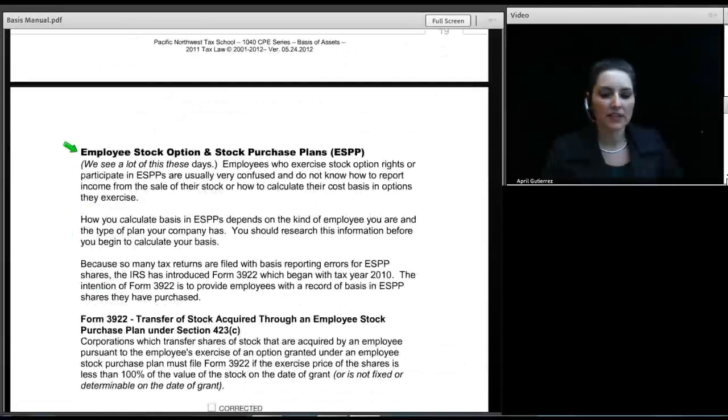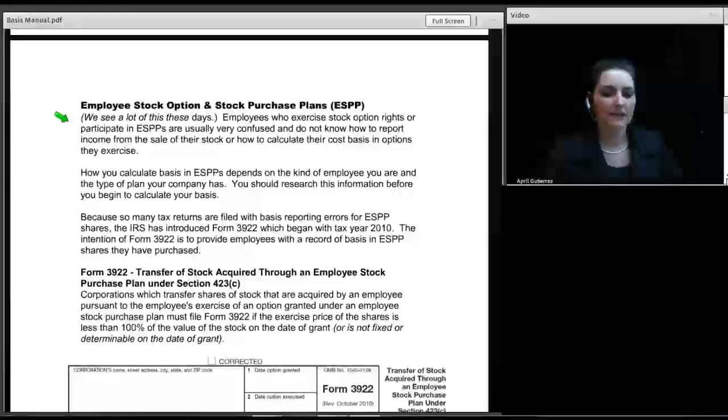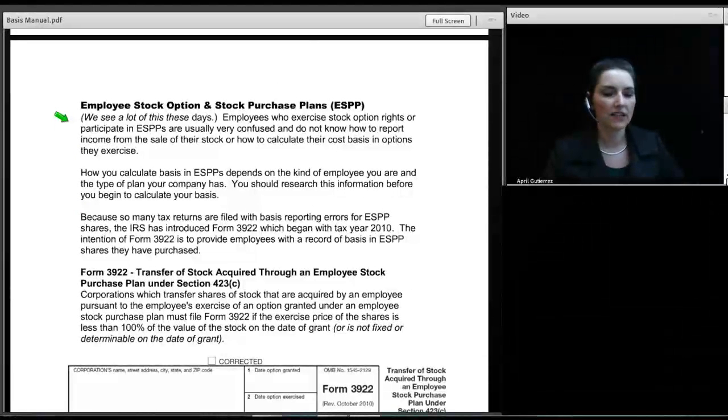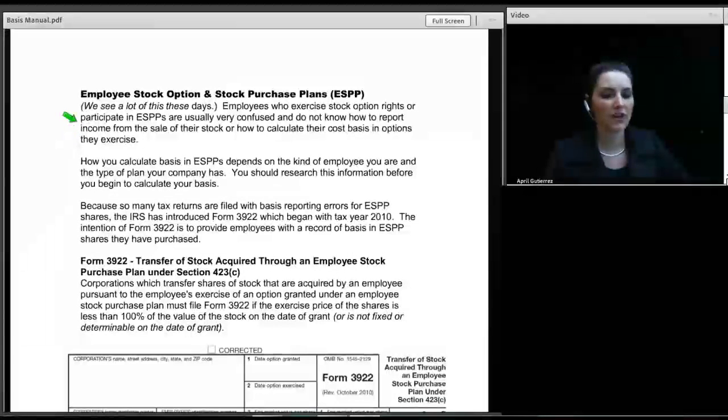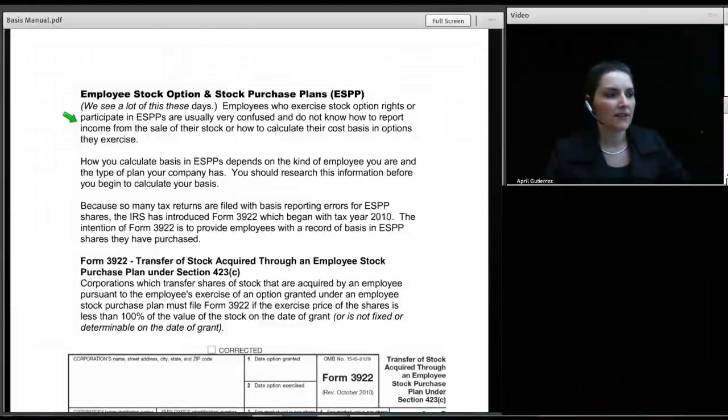Employee Stock Option and Stock Purchase Plan, or ESPP. We see these a lot these days. As I said at the start of this particular discussion, these are one of the most common things I see, and they're one of the messiest things I see.